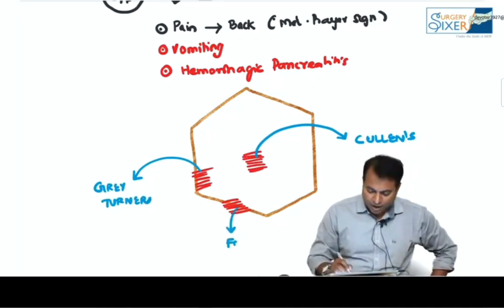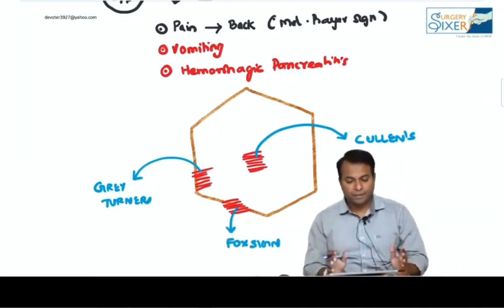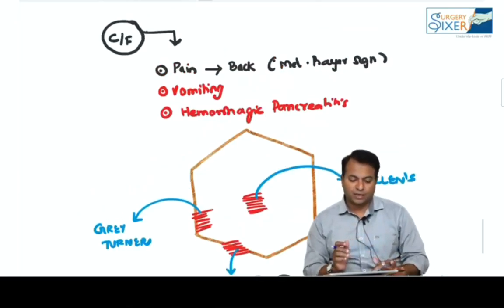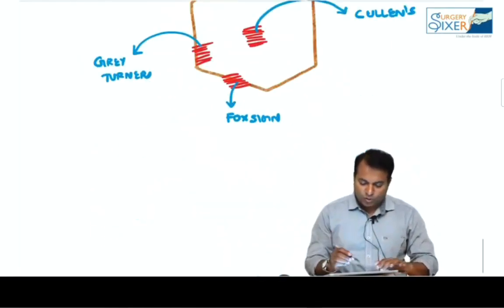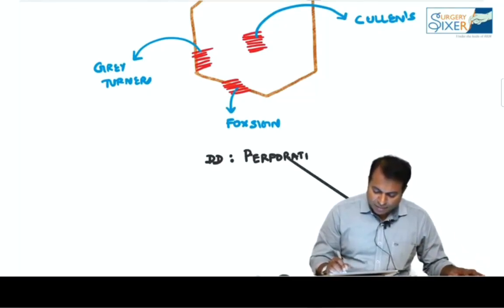Inguinal region is Fox sign. So the signs seen in acute pancreatitis are Cullen sign, Gray Turner sign, Fox sign, which are the clinically seen signs. Naturally, the important differential diagnosis in an acute pancreatitis patient admitted in your hospital is perforation. This case mimics a perforation peritonitis.